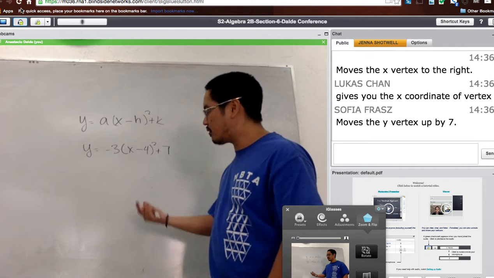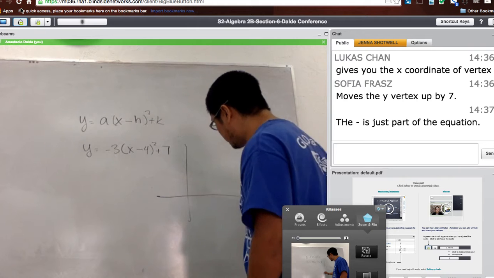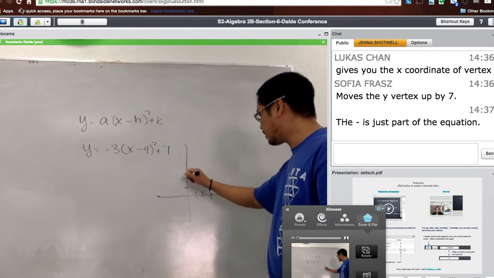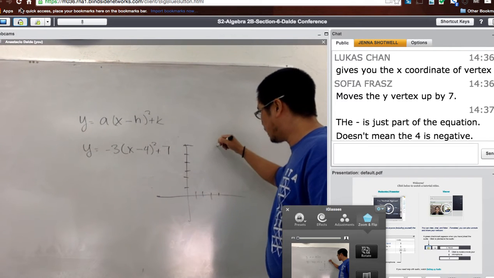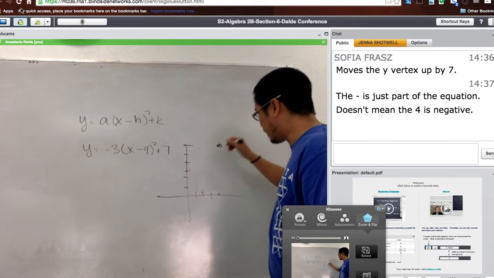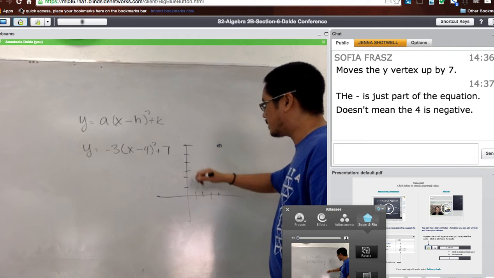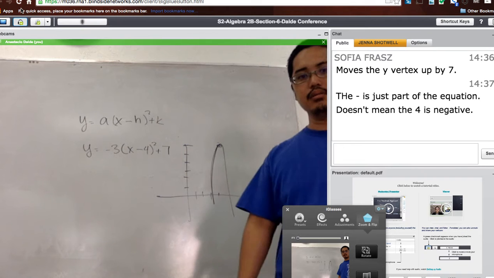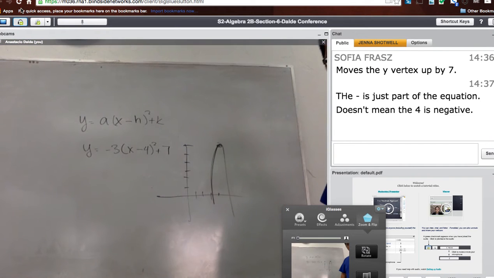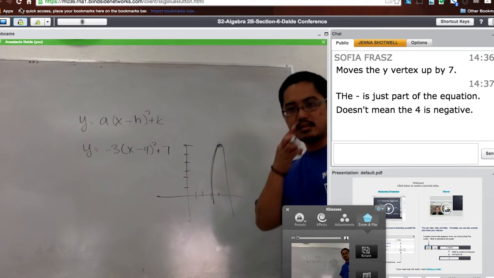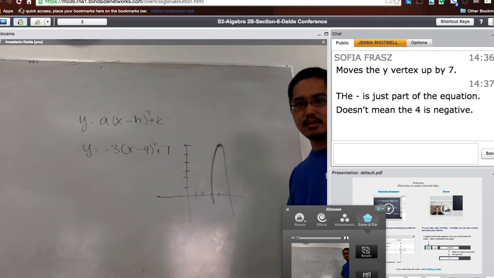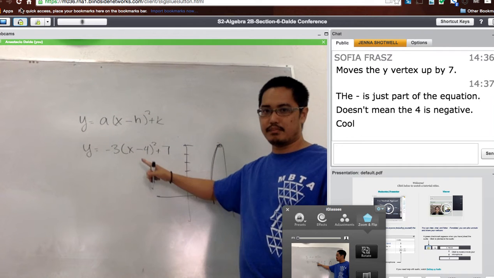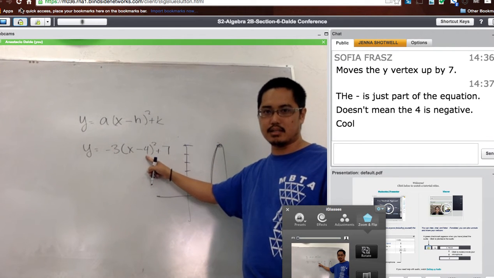All right. So if I were to graph this, I would just say, right 4, up 7, right here, an upside down graph, and vertically stretched. So something like that. Cool? Yes, this negative is built into this equation, but I like just kind of looking at it straight like this.